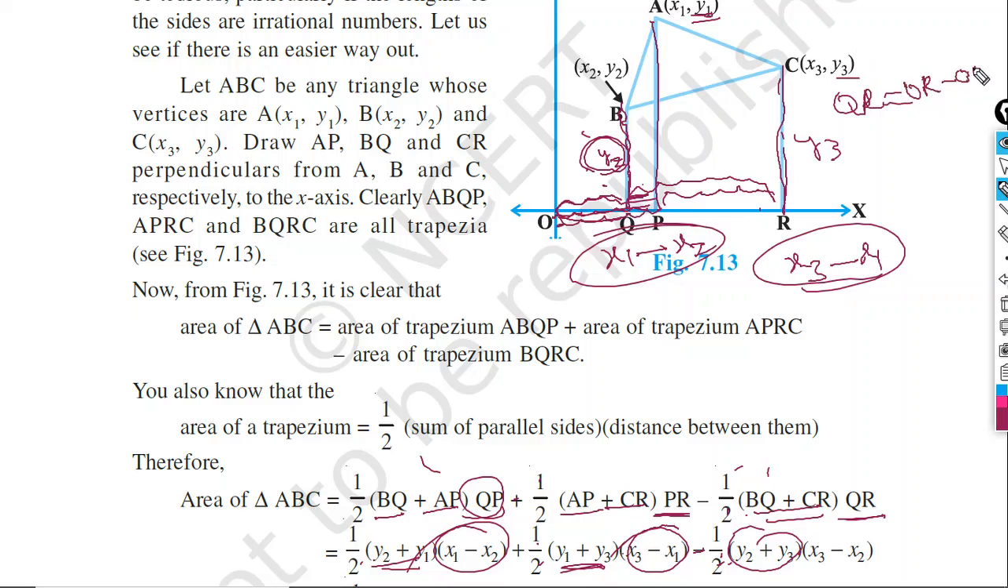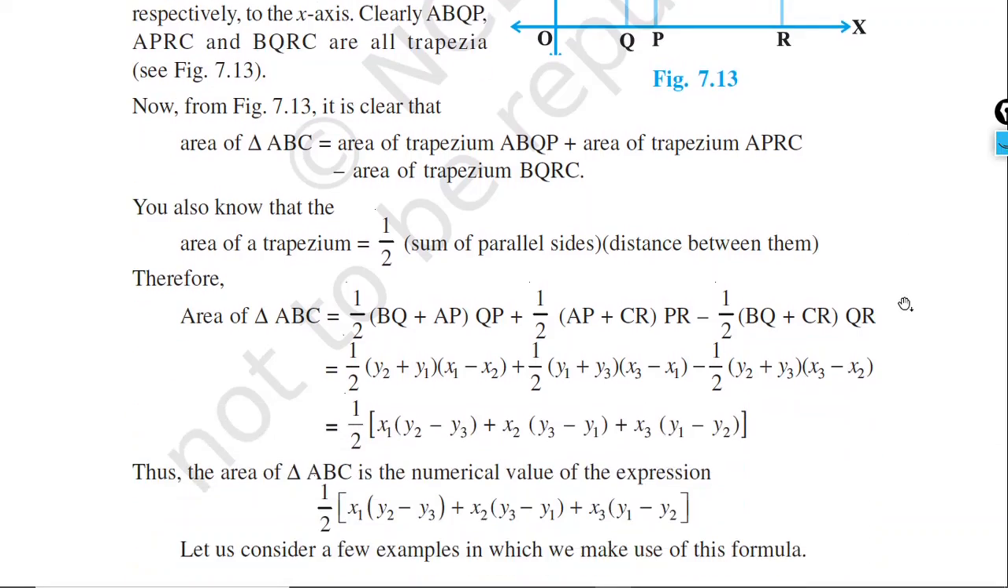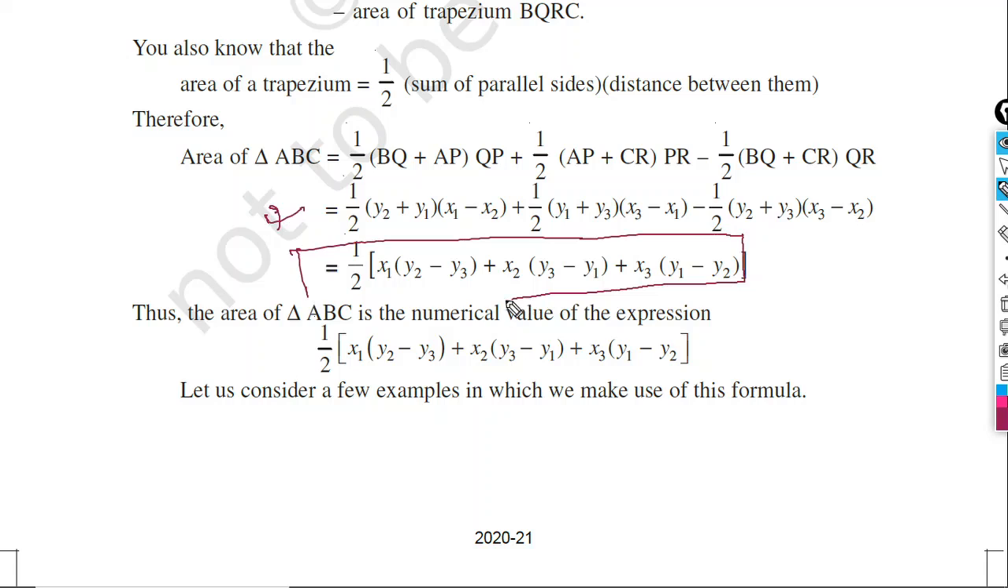Now you see what is the length of OR? What is the x coordinate of this? It is x3. So you can write x3 minus OQ. OQ, here the x distance is x2. So x3 minus x2. So here I have written x3 minus x2. Now we'll move to the next step. Here there is no next step. In your book, direct formula has been written.